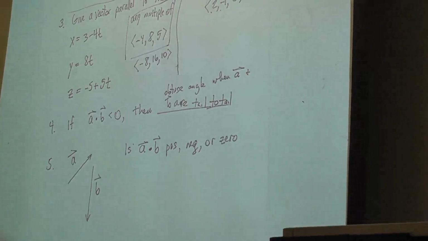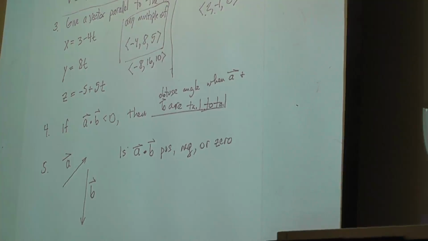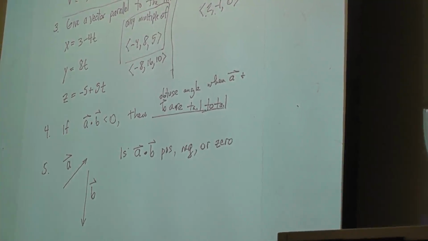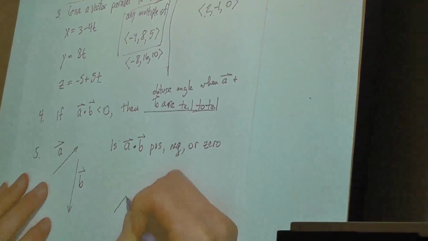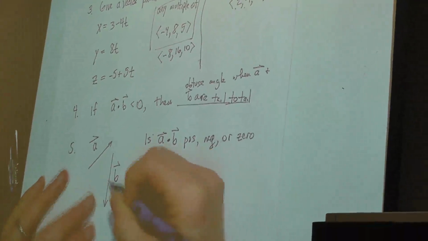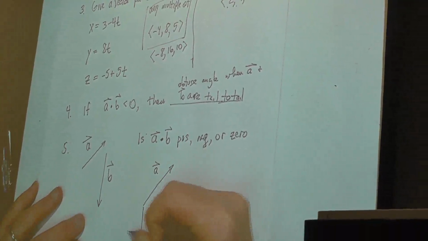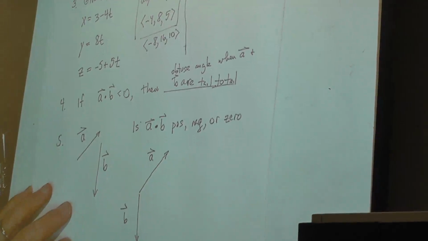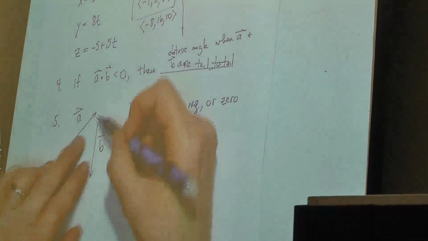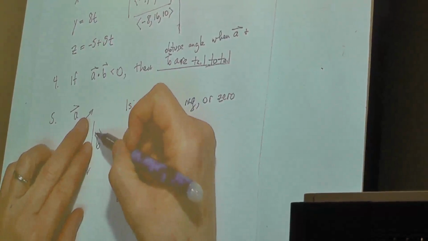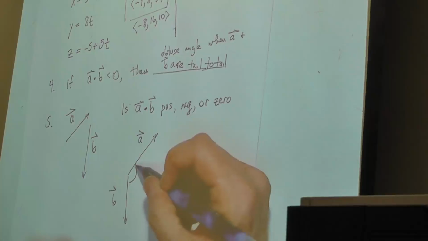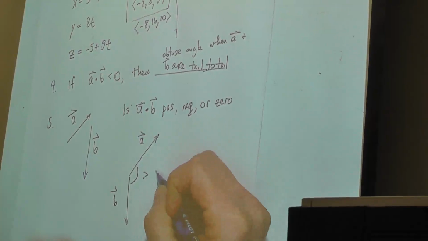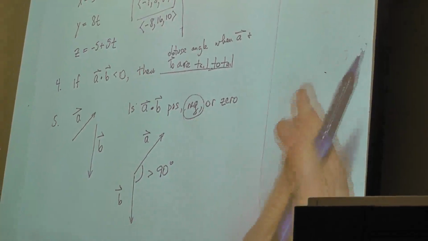A dot B, is it positive, is it negative, is it 0? Negative. The reason being, if I redraw, that would be A, and if I place B tail to tail, and that's the key, because if you place them head to tail, the angle's less than 90 degrees. But you place them tail to tail, that's bigger than 90 degrees, and so the conclusion is A dot B is negative.